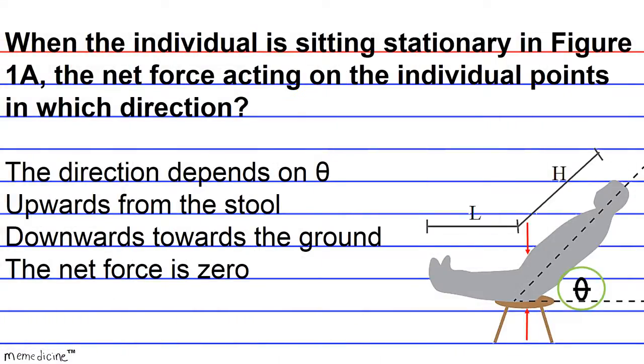Okay, so sitting, the individual is motionless and basically not accelerating. The upwards force exerted by the stool cancels the downward force exerted by the weight of the individual. So the net force is basically going to be 0. Okay? All right.